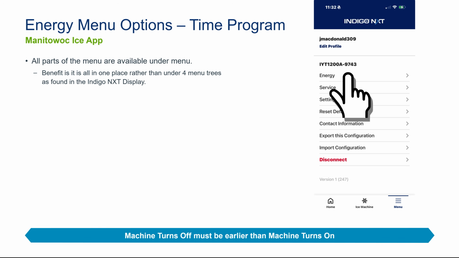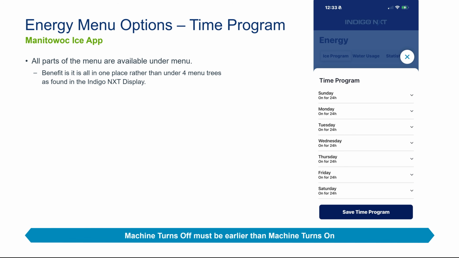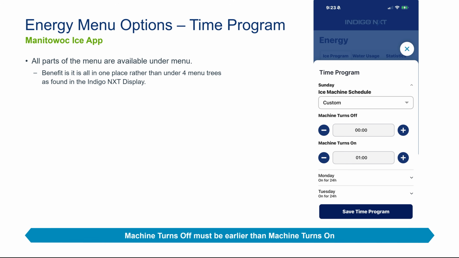So we're going to go into energy, and we're going to go into the time program. Now, for each of these days, we have the ability to either be on or off for all 24 hours, or we can set a custom runtime for that day. So we're going to open up Sunday here, go to custom.